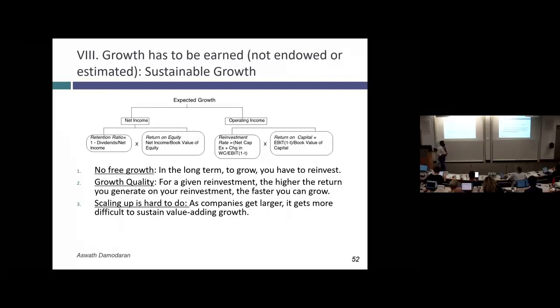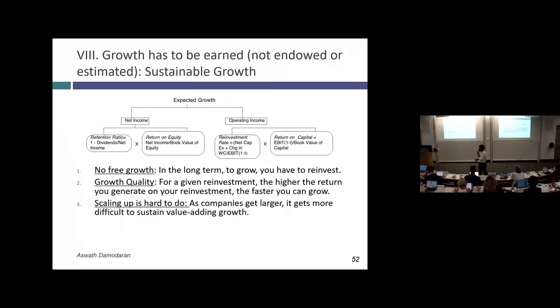Let's talk about growth. There's an overall lesson I hope I've gotten through on growth: I don't have the power to go around endowing companies with high growth just because I feel like it. You'll be amazed at how many times, when I value companies, managers say, but couldn't you just give us a little more growth? I say, oh, I could do whatever I want, but I don't have the power to do it because it's your decisions, your actions that drive growth.